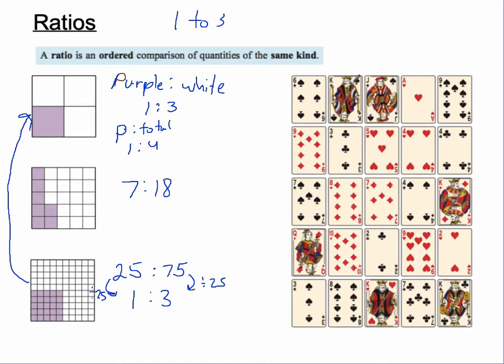Now let's look at these playing cards. The cards with faces on them are called face cards. Let's count the number of face cards. We got 1, 2, 3, 4, 5, 6 face cards. So the ratio of face cards to, I guess we call them regular cards, is going to be 6 face cards. And then we got 1, 2, 3, 4, 5, 6, 7, 8, 9, 10, 11, 12, 13, 14, 15, 16, 17, 18, 19. We've got 19 regular cards. So the ratio of face cards to regular cards is 6 to 19.